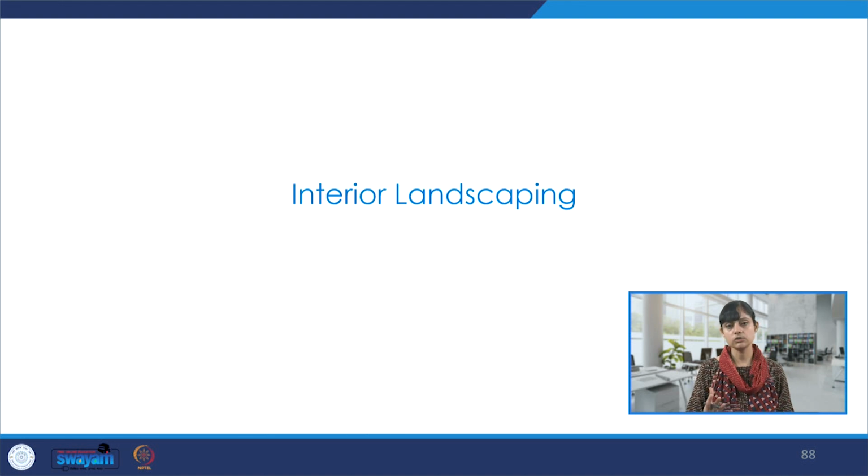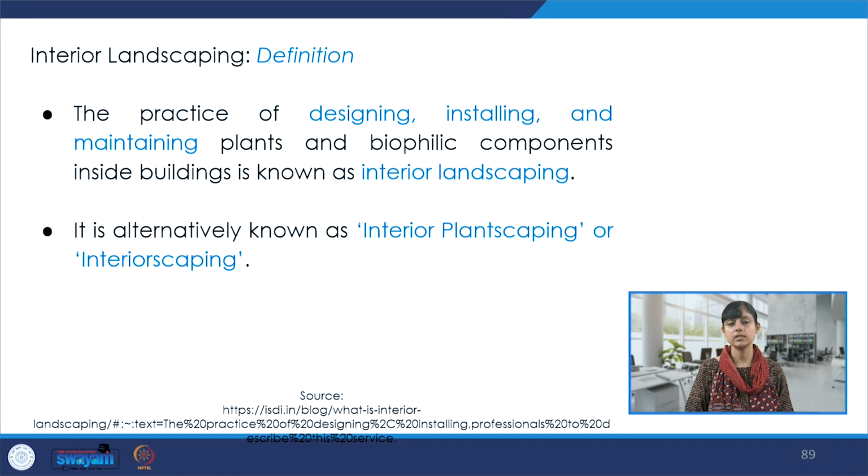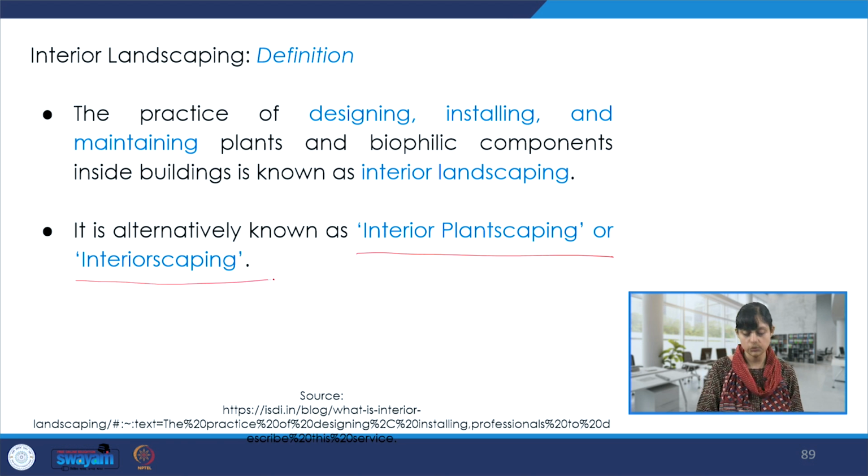Interior landscaping is also a very, very important aspect, and it does help in space making. And it's by definition the practice of designing, installing, and maintaining plants and biophilic components within an interior space. And it's also alternatively known as interior plantscaping or interior scaping. These are some industry used terms.